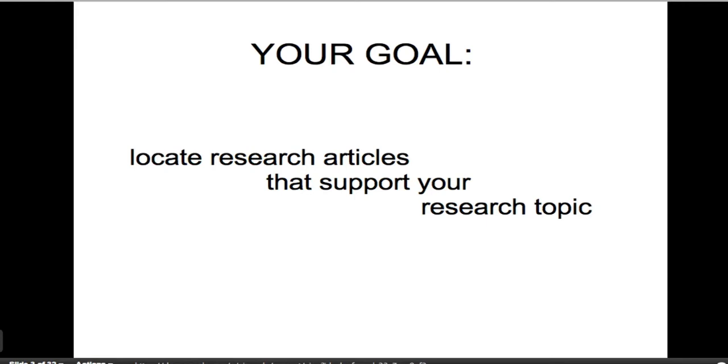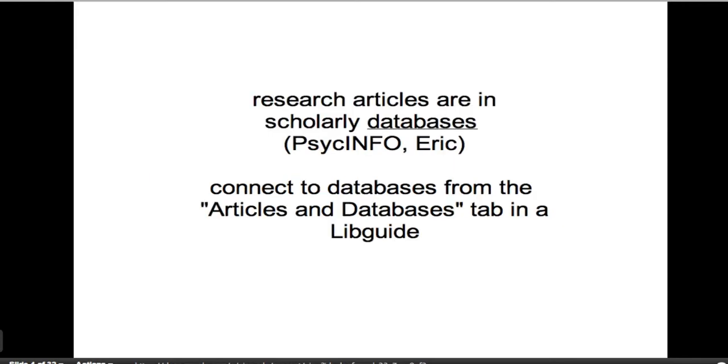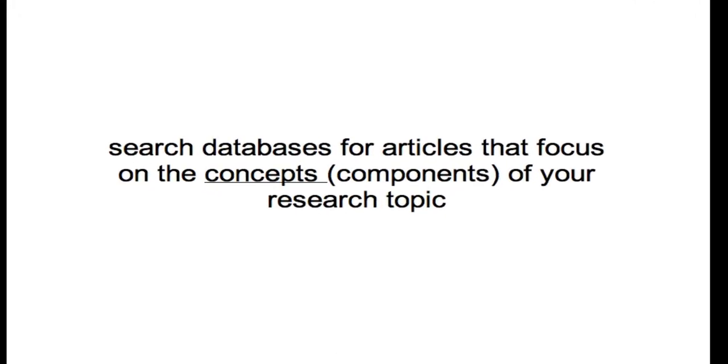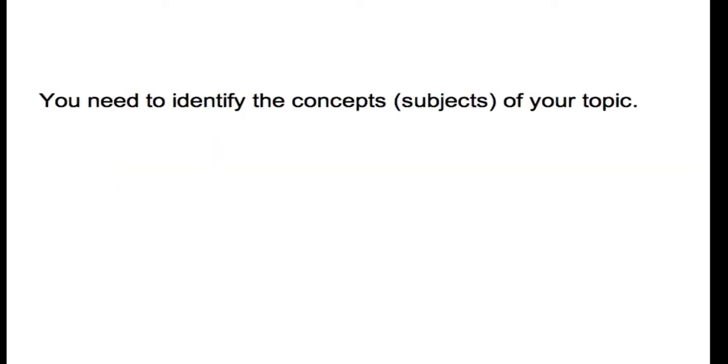Whenever you're doing a research project, your goal in a database search is to locate research articles that support your research topic. Research articles are found in these scholarly databases, such as PsycInfo and ERIC. You connect to the databases from the Articles and Databases tab in a libguide. You search databases for articles that focus on the concepts or components of your research topic. Therefore, you're going to need to identify the subjects or concepts of your research topic.